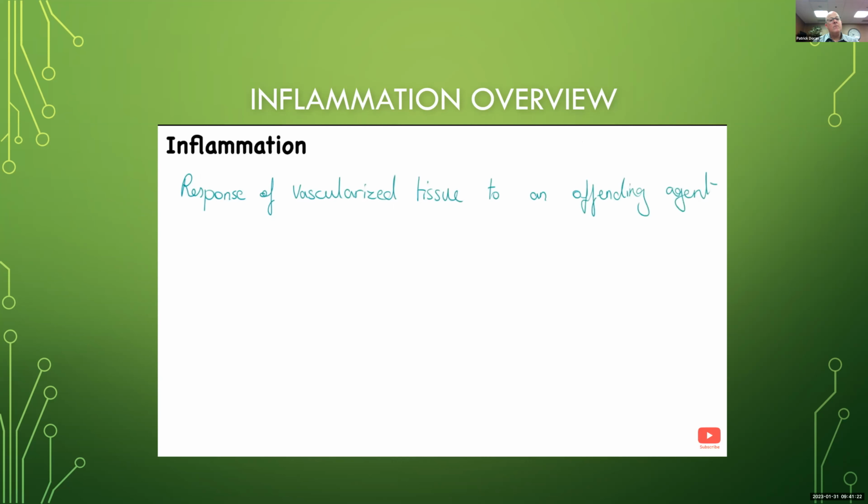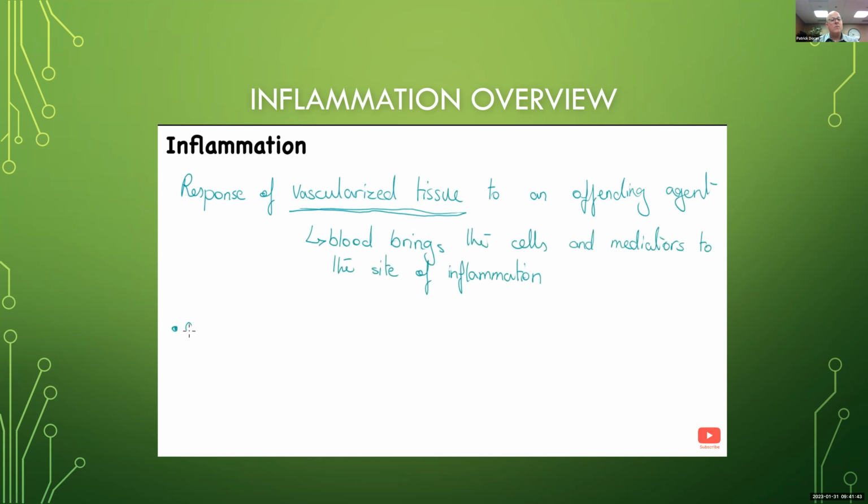An offending agent can range from foreign bodies or infections to damaged tissues and many other things that later in the video we go through. Well, I want you to pay attention to the fact that this only happens in vascularized tissue because we need blood to bring all the cells and mediators involved in inflammation. The goal of inflammation is to remove and eliminate the offending agent.